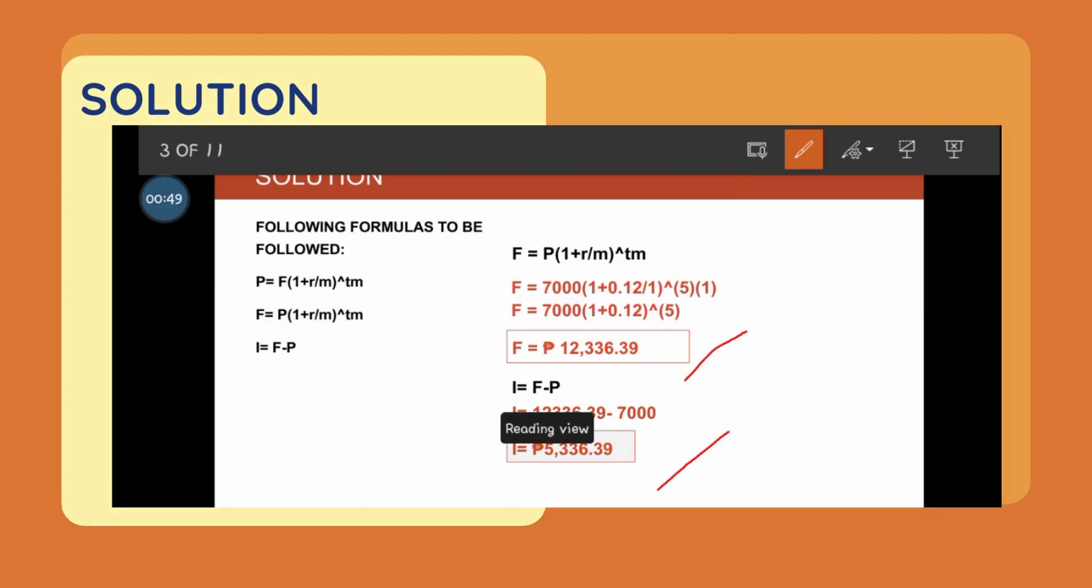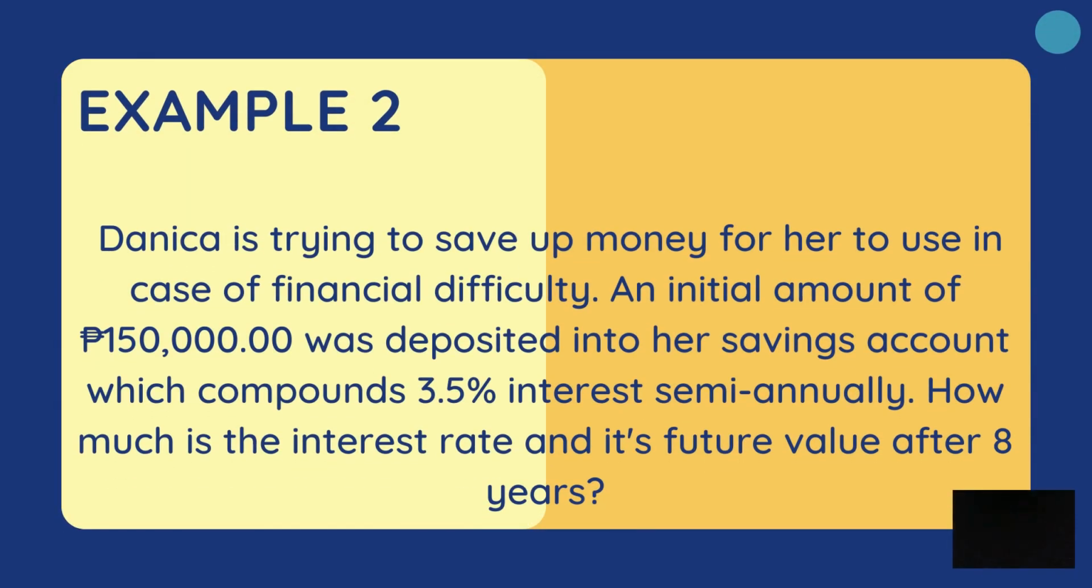These were the answers. Danica is trying to save up money to use in case of financial difficulty. An initial amount of 150,000 pesos was deposited into her savings account, which compounds 3.5% interest annually. How much is the interest and its future value after 8 years?